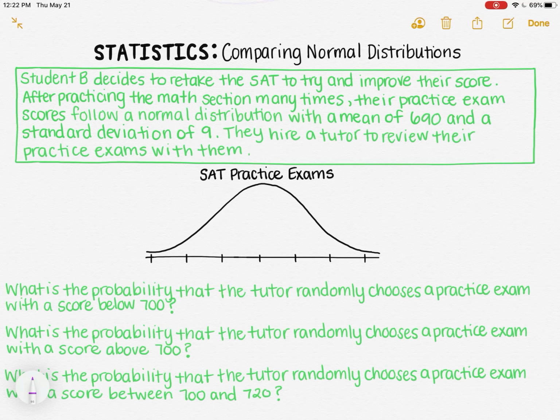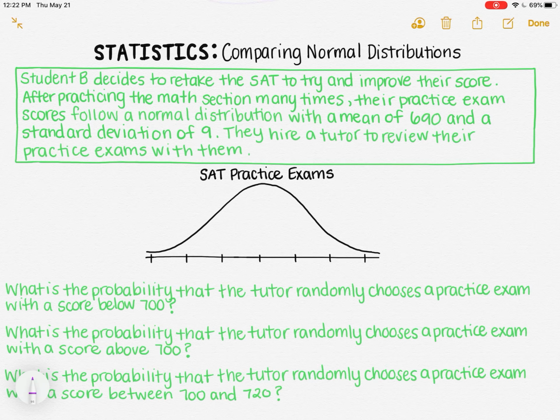So to figure this out, we need to, once again, label our normal curve with the information we know about the student's SAT practice exams. Now, you might be thinking, oh, we already made a normal curve for SATs. That normal curve represented all of the SAT scores of all students, whereas this situation is just about student B's practice SAT exams. So we just want to take a look at the normal curve for the SAT practice exams.